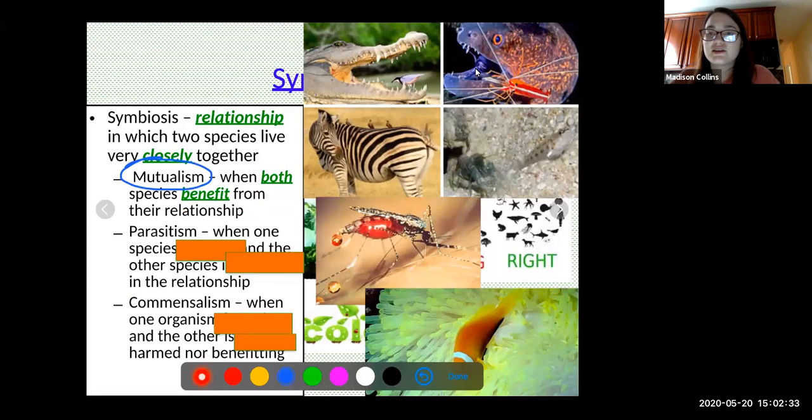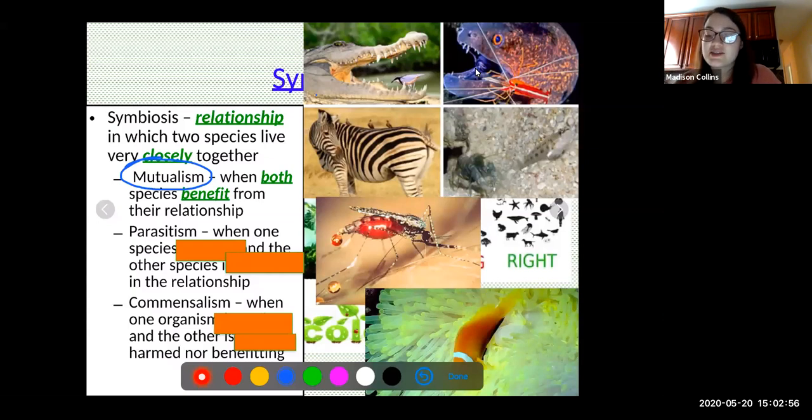Similarly, there's this eel and this shrimp up here, and similarly to that crocodile and bird, the shrimp hangs out on the eel and basically picks up any sort of algae or food that may be left on that eel. So the eel basically gets bathed for free, and the shrimp is able to pick up little bits of food and eat.